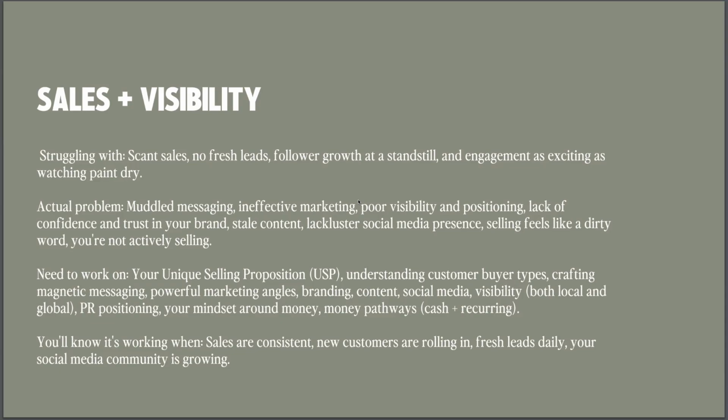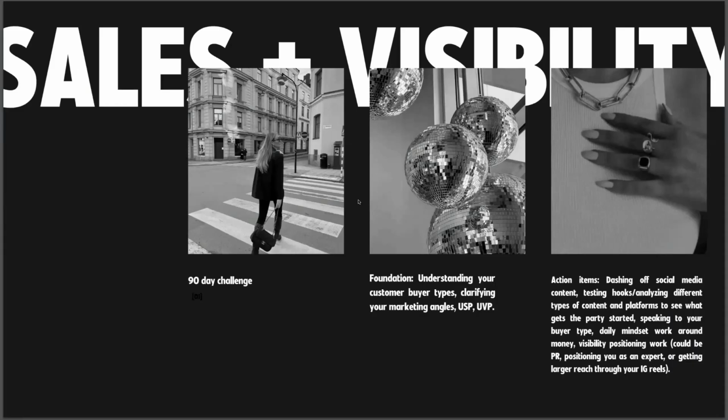You also need to have a look at your mindset around money and making sure that you've got different money pathways, i.e. cash and recurring, and what actual pricing model you're running for your business. Here's the way to know when this particular area of your business is working. When sales are consistent, new customers are rolling in, you've got fresh leads every day, and your social media community is growing. So that's what it looks like if it's sales and visibility.